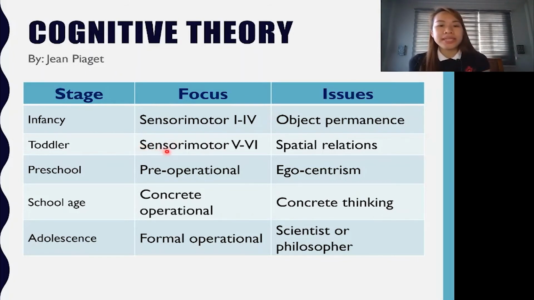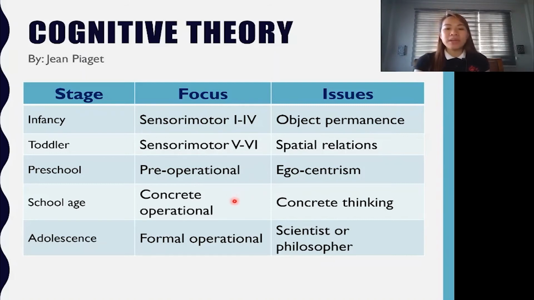Sa toddlerhood naman is sensory motor 5 to 6. So, spatial relations. So, how objects are related to one another in terms of space. Preschool is pre-operational. So, meron dito yung egocentrism. We'll discuss more about this. So, egocentrism, ibig sabihin nito, they just think about themselves. If they have a toy, they just want the toy for themselves. If they have a food, they just want it for themselves. Is that normal? Yes. So, we call that pre-operational thinking.